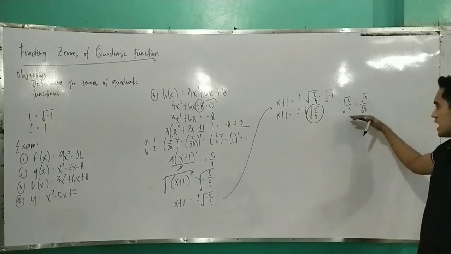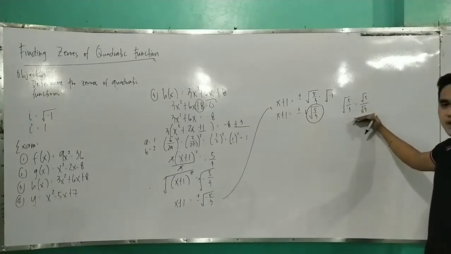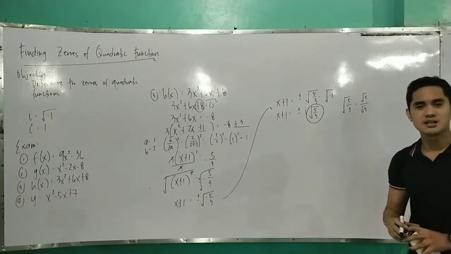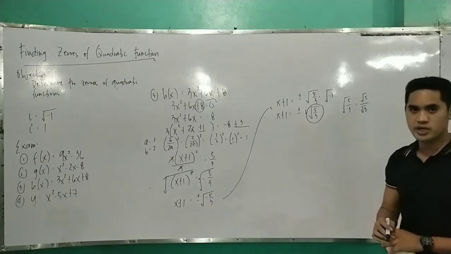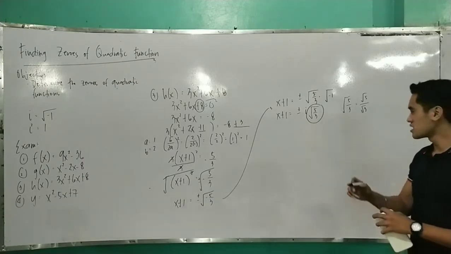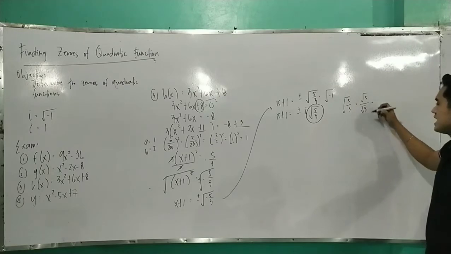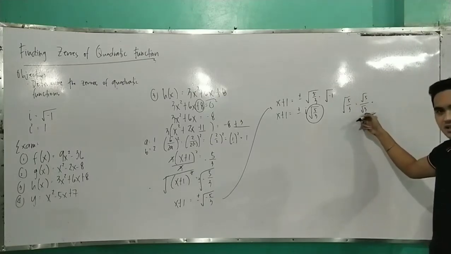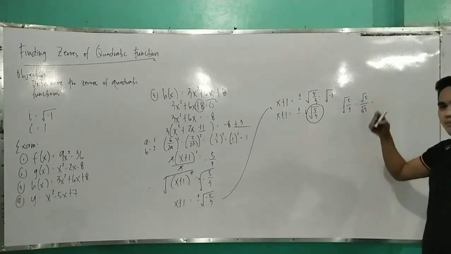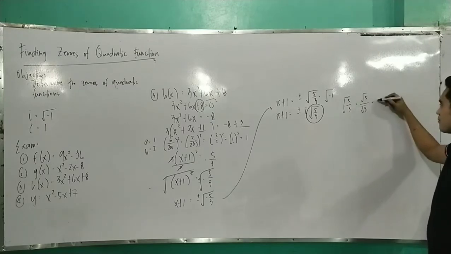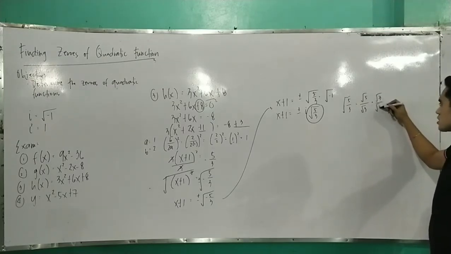Ayan, so ibig sabihin, dito kailangan itong i-simplify, bawal ang square root ng denominator. Kaya yung case dito, kailangan nyo silang i-multiply sa denominator both sides. So ibig sabihin, yung taas at baba, kailangan nyo i-multiply by square root of 3, square root of 3.